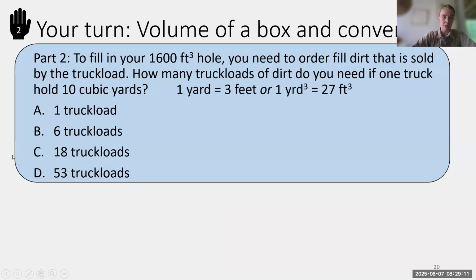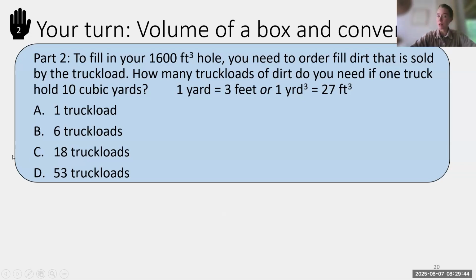Okay, so this is part 2 of this question. We need to now backfill in our 1,600 cubic foot hole. And then you need to order fill dirt that's sold by the truckload. So how many truckloads of dirt do you need if one truck holds 10 cubic yards? Because most people will measure, at least in my experience, truckloads in cubic yards, not cubic feet. So we'll need to do this conversion to figure out how much fill dirt we need to order.